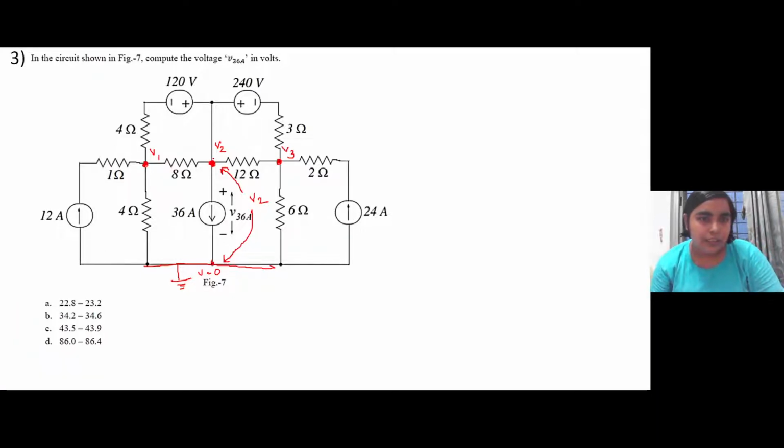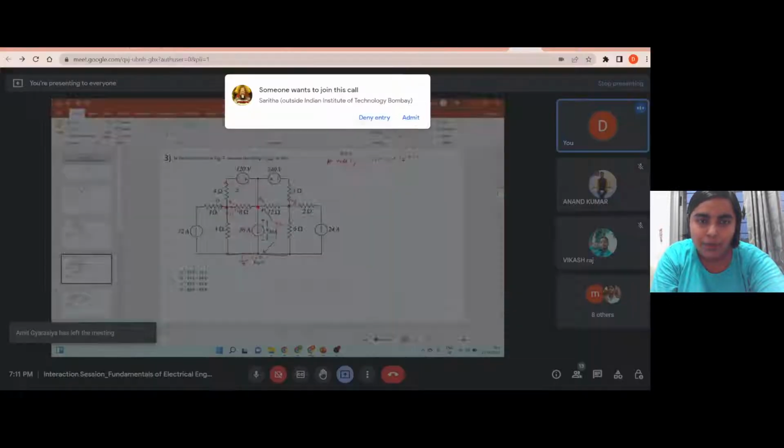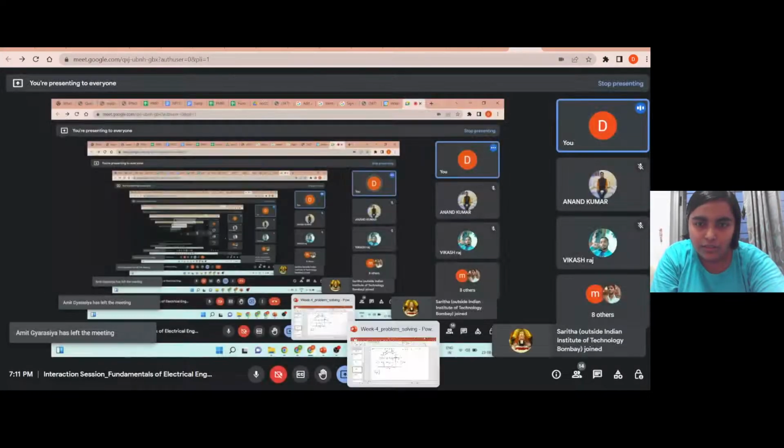At node 1, 12 ampere current is going into the node. Let us assume currents I1, I2, I3 are coming out of the node. If we apply KCL at node 1, it will be 12 is equal to I1 plus I2 plus I3. Now, since the node voltage is assumed to be V1, you can compute using this equation.